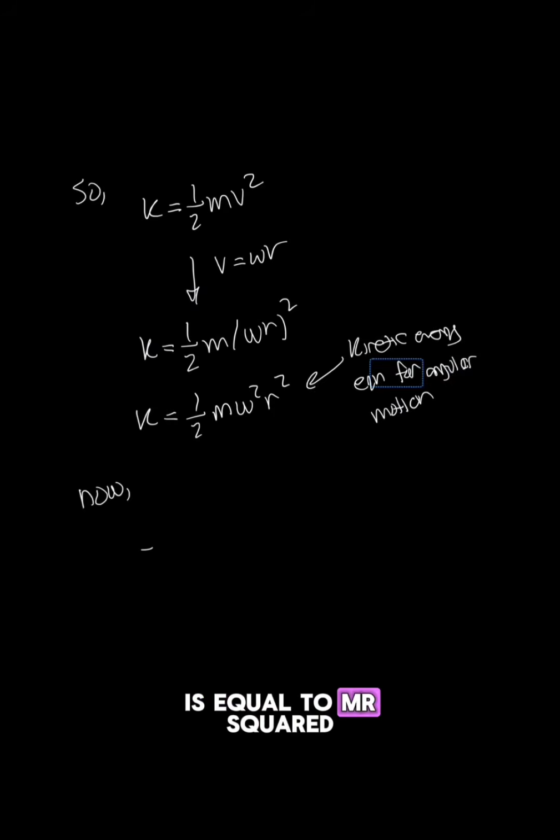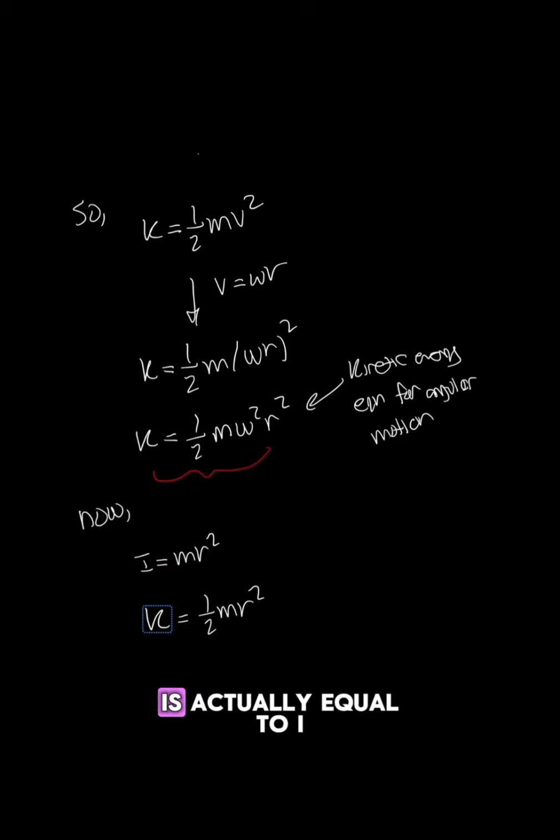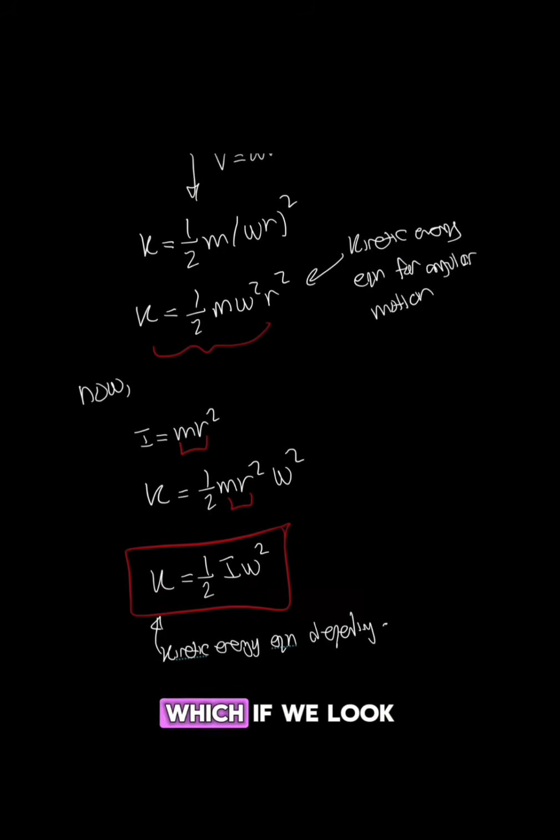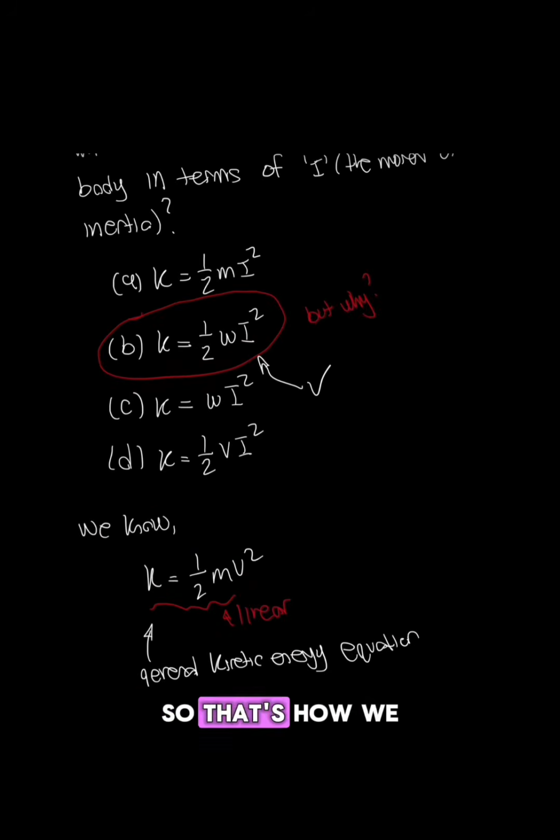We know that I is equal to mr squared, so we can notice that this term here is actually equal to I, so we can plug that in. And so we arrive at our final expression here, which if we look above is equal to this. So that's how we get the answer.